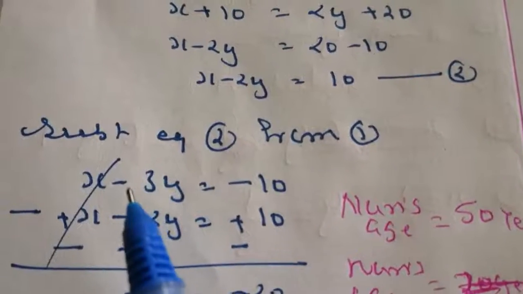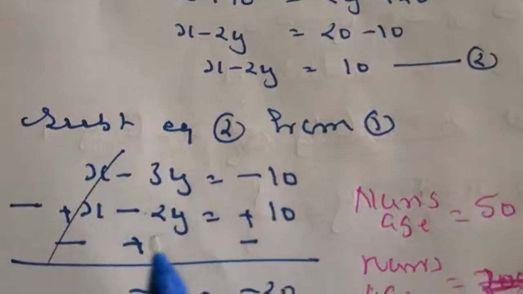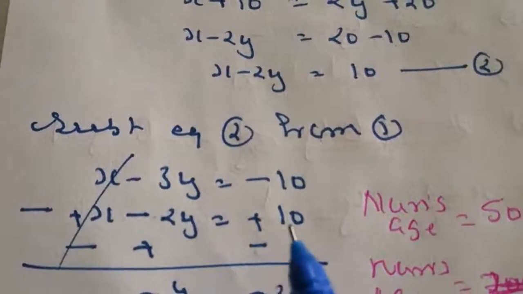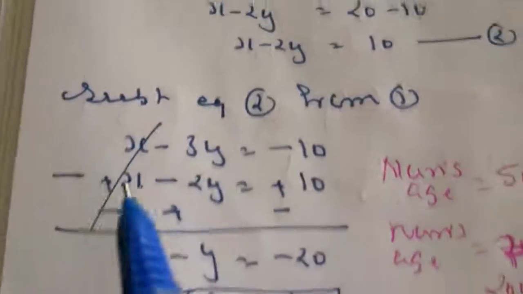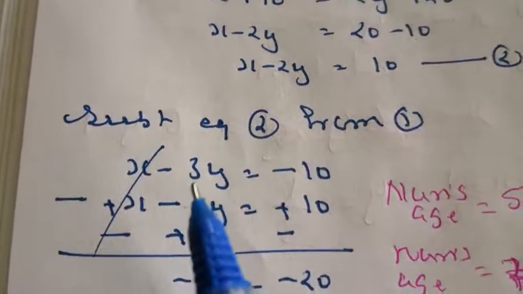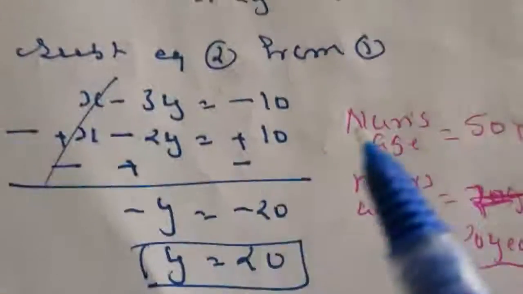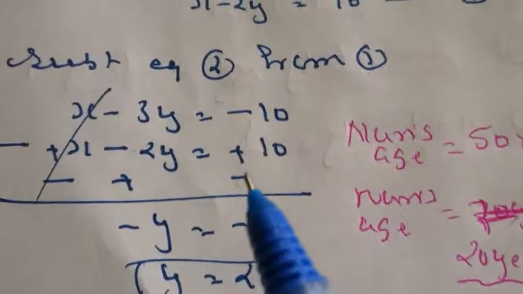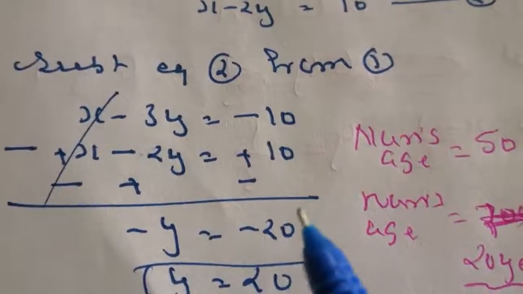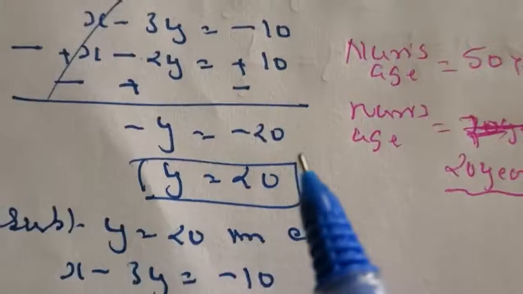Equation 1 was X minus 3Y is equal to minus 10 and X minus 2Y is equal to 10. Making the sign opposite, X is cancelled. Minus 3Y plus 2Y is equal to minus Y. Minus 10 minus 10, that is minus 20. Minus gets cancelled, so Y is equal to 20.